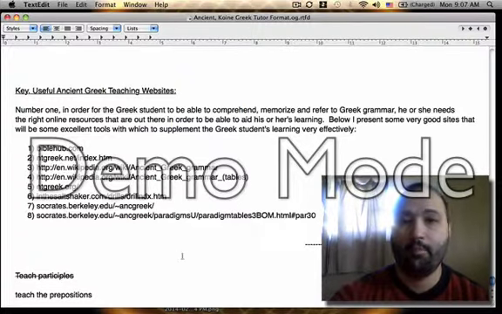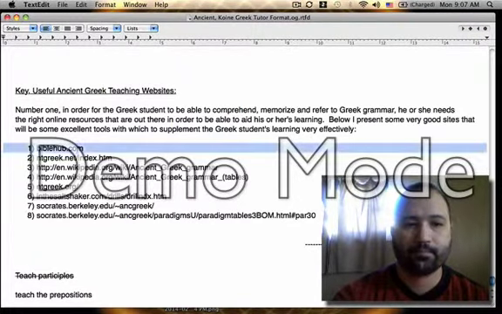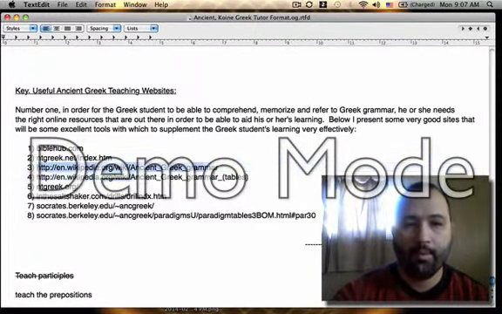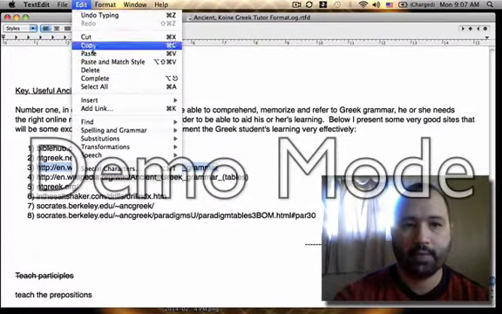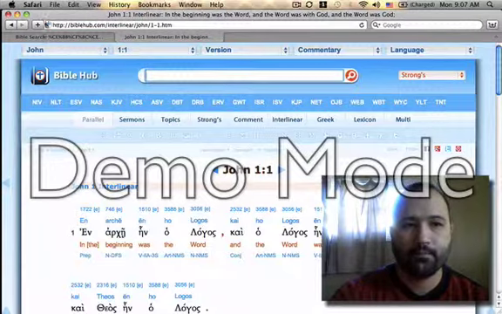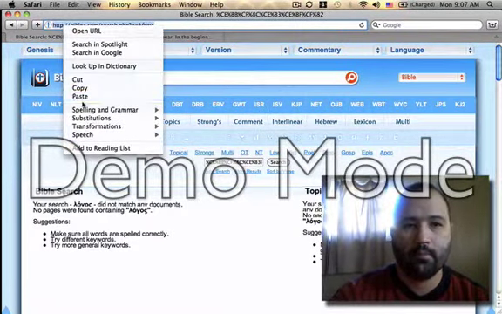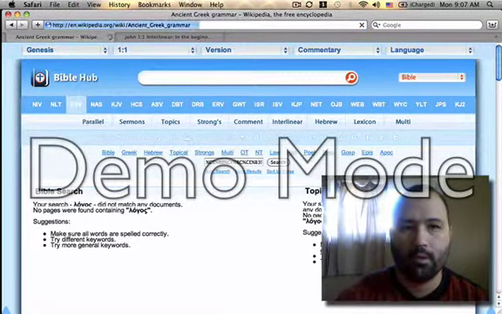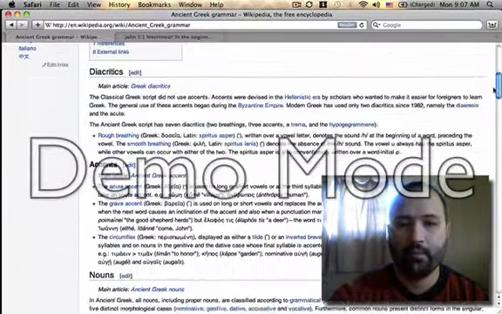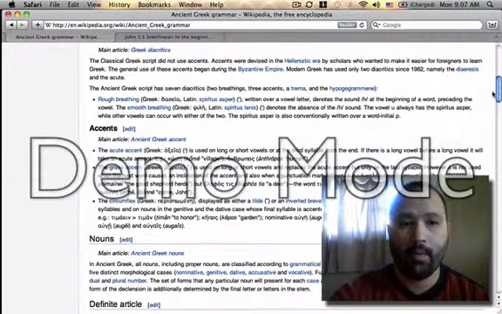So, we have Bible Hub right here. We have ntgreek.net, which I showed you before. We also have Wikipedia here, Ancient Greek Grammar section. So, for example, let's go to that. Okay. Type in Wikipedia's Ancient Greek Grammar. Here it is right here. This is very good and very effective, okay, to learn a little bit more in depth on Greek grammar.